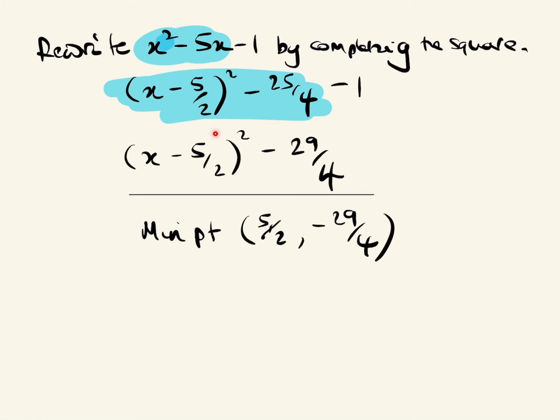So we reverse the sign here to get 5 over 2, or 2.5, and we keep that, so we get minus 29 over 4, or you might say minus 7.25 at that point. So there we go.